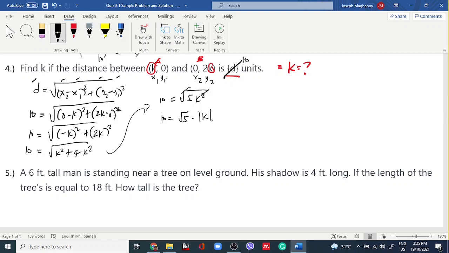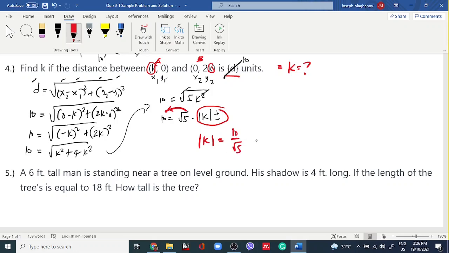Now, k is our unknown. What do you mean by absolute? It means that k has two values. It's either the positive side or the negative side for your k. So since k is our unknown, right now the absolute value of k is equal to, you just transfer the negative 5 to the other side, right? Yes, it becomes 10 over square root of 5.